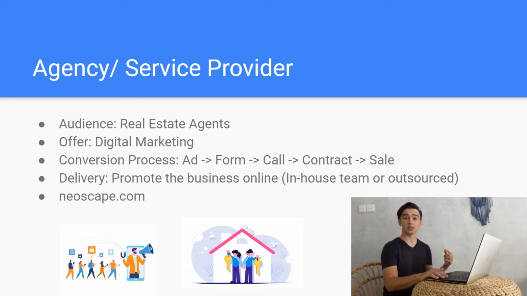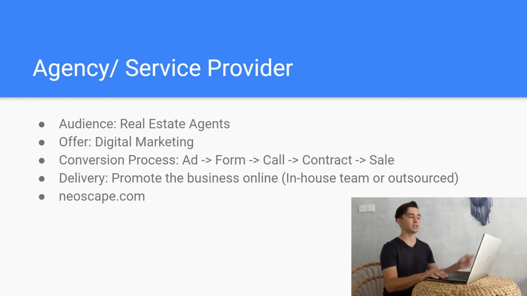And their conversion process is you're going to see an ad somewhere on social media or on Google. And then you're going to go on their website and complete a form where you give them your details. And then you're going to have a call with them. And if you're a good fit, they're going to send you a contract and they made the sale. This is the conversion process. And the delivery, they're going to just promote your business online if that's what you bought, like the digital marketing. If you're a real estate agent or a real estate company or a property that you need marketed by this agency.